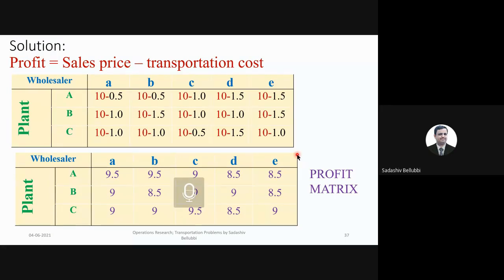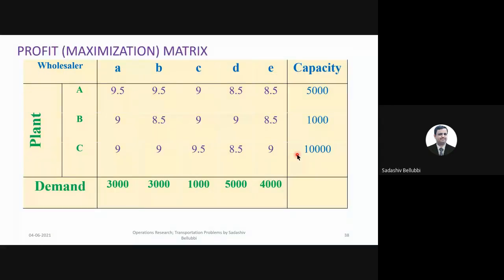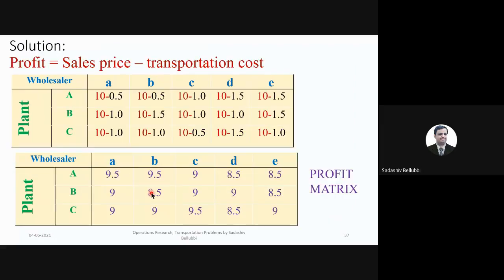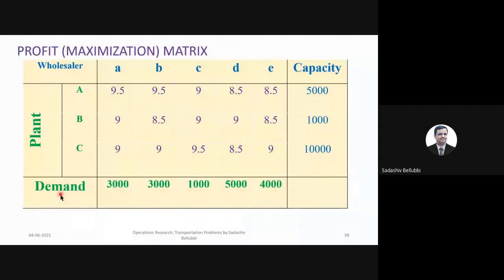Okay, fine. Next, we'll move on. This is the profit matrix that we have written now. The same values I have taken from the previous matrix. Next, here I have added the capacities of 5,000 and 1,000, because these capacities are already given in the problem statement, and the demand is also given.